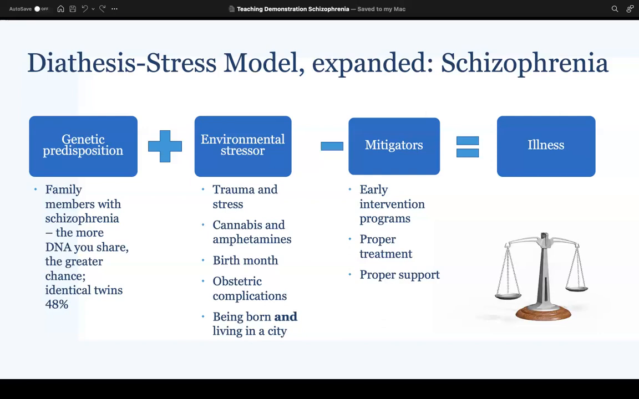So anyway, you might still develop illness. That is true, but you might develop lesser illness. You might develop no illness. It depends, right? It depends how much of this you have, whether it can overwhelm the mitigating factors or not.